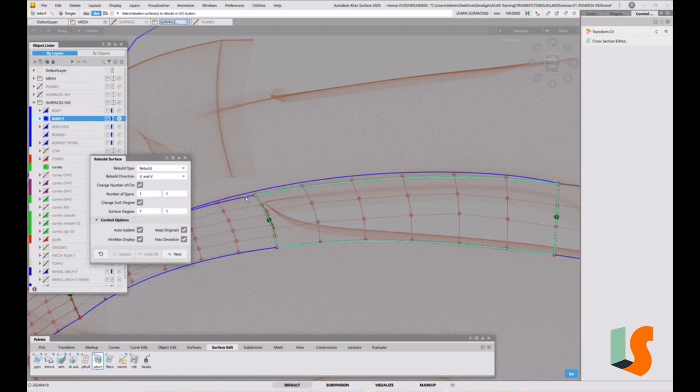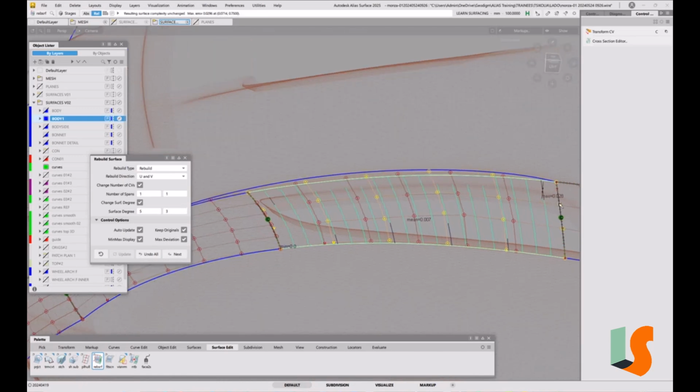So if I just say go, you can see what we've got there. At the moment it says degree 7 and 1 span, but if I say make that 5 and we'll make this the same as the original, which is 3, what this does is it just shows you the deviation between the new one and the original one. You can see that by dropping the degree to 5, it's only 0.028, so it's nothing.